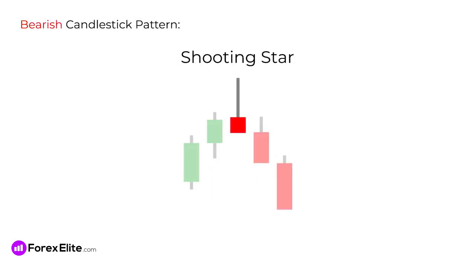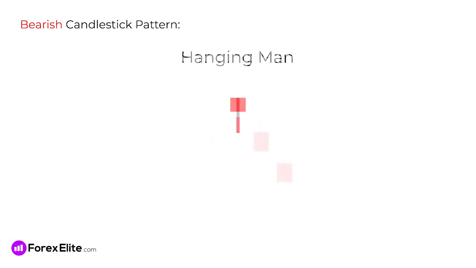Now let's discuss some bearish candlestick patterns. The first on our list is the shooting star. The distinguishing feature of a shooting star is a long upper shadow, a small to no lower shadow, and a small body. Also, the long upper shadow is usually at least twice the size of the body.